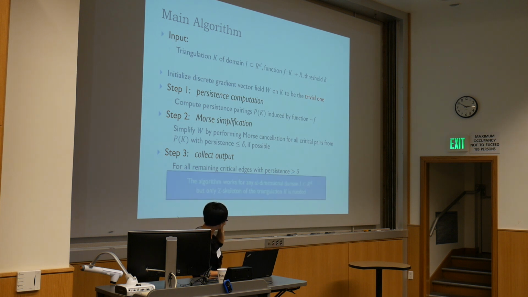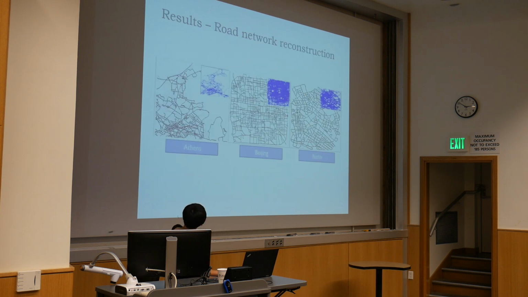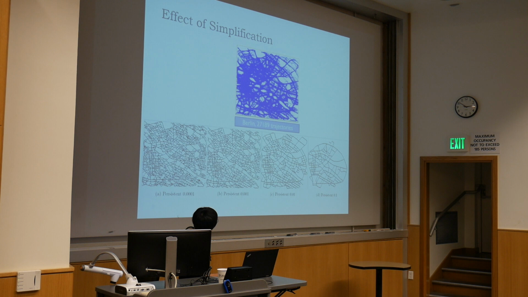As I said, the algorithm works for any d-dimensional domain, and you don't need a triangulation of the entire d-dimensional domain. You only need up to the 2-dimensional simplices inside. So this is just an example. The blue ones are trajectories, and the dark roads are the output, and what you don't see underlying, I hope you can see, is the ground truth, the real roadmap. There are many things we don't capture because they are not captured in the trajectories.